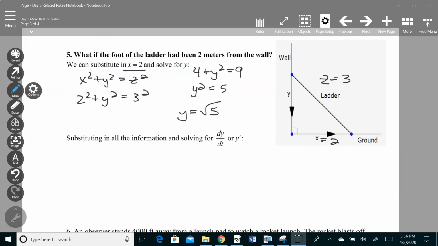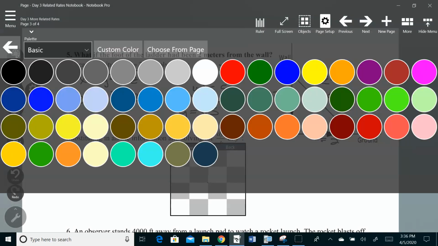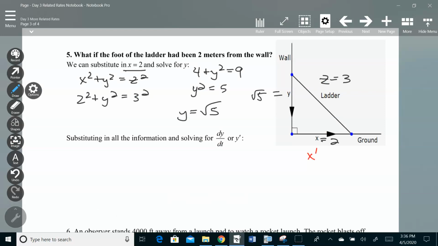So how does this change if my x value would have been 2 meters away from the wall instead of 1 meter away from the wall? Well, the way it changes is that I have this picture where side z is still 3 meters, side x is now 2 meters, and side y has changed, and now it's radical 5. So what else do I know? Well, this is what else I know. I know my x prime is still 0.1. That did not change. I know my z prime is still 0 because that ladder is not changing length. It is always 3. So that means its derivative is 0. My y prime is unknown.